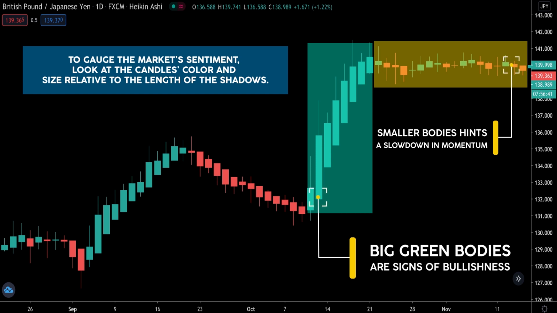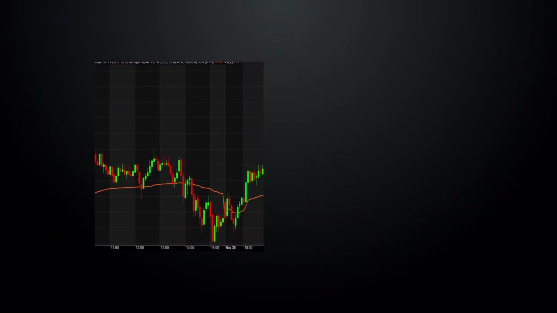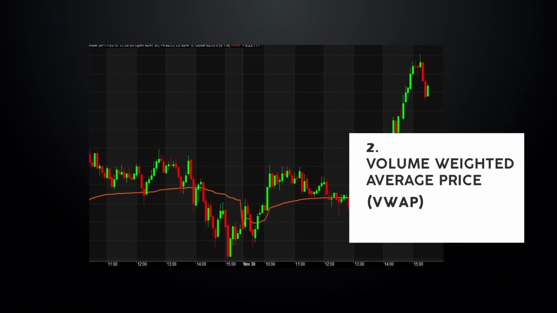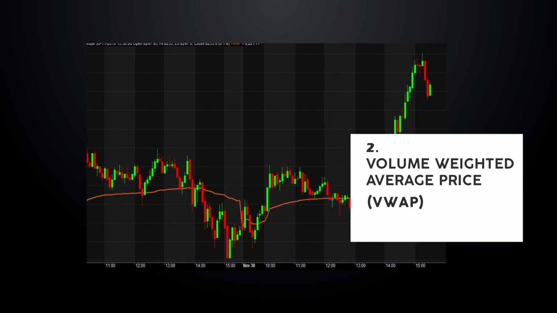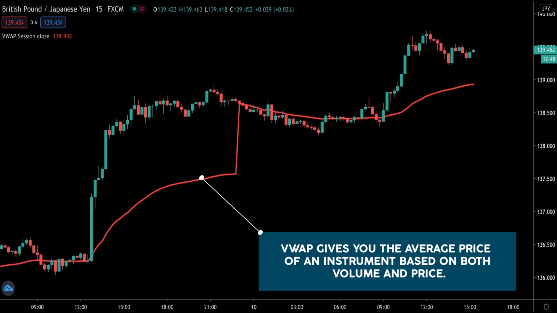And that's the first indicator that you can consider incorporating into your day trading. If you thought that was super helpful, you won't want to miss out on the other three. Next up, the second indicator is perfect for all the stock traders, and it is the volume weighted average price, VWAP in short. VWAP gives you the average price of an instrument based on both volume and price.